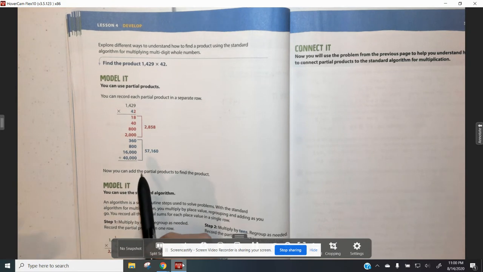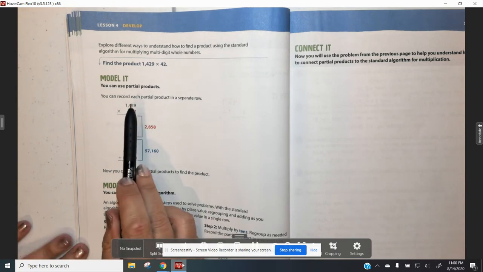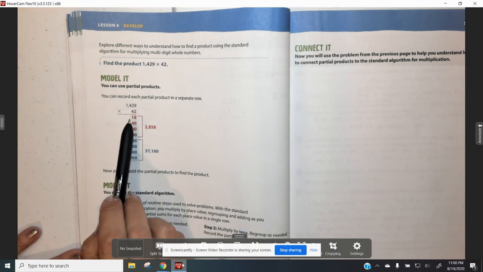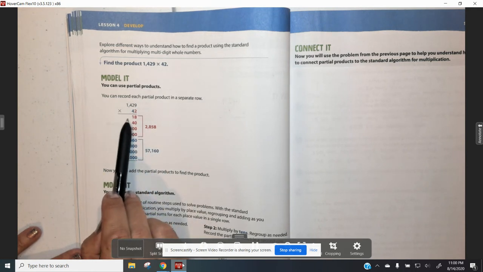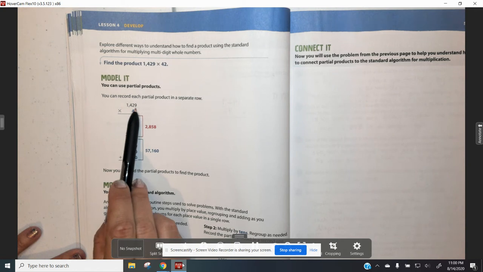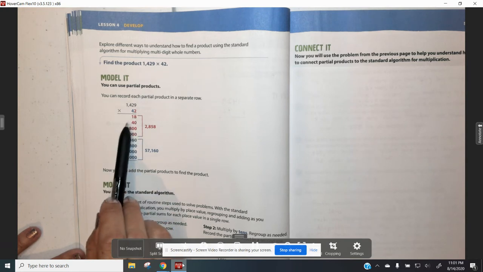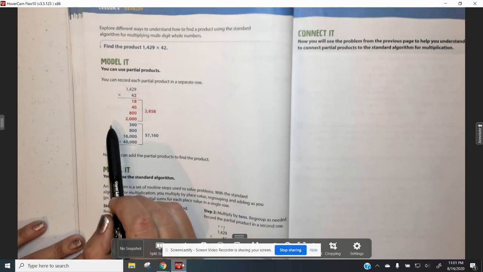Here, we are multiplying using partial products. And so we are recording each partial product in a separate row. So we're multiplying this 2 in the ones place times 9, times 20, times 400, and times 1,000. And then we record each of them separately.